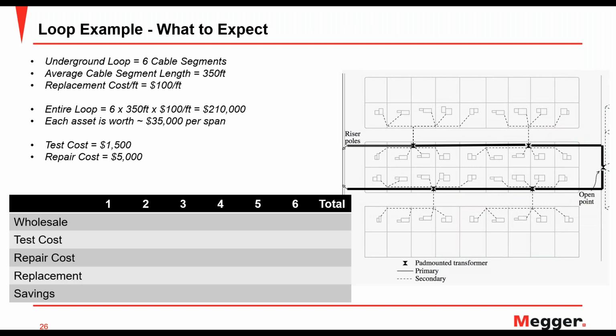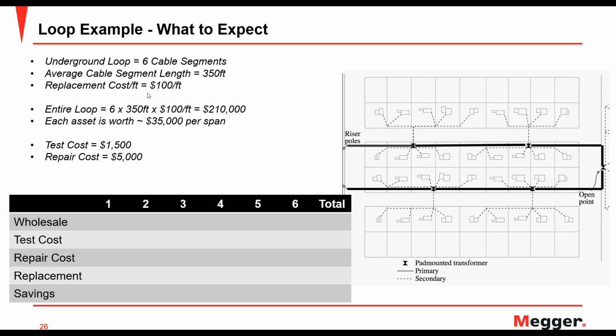If we're the asset manager and we're looking to extend the life of our current system using this proactive approach, only dealing with those cables that have the defects. So again, using the same loop here, we're looking at the 6 cable segments. Just for example's sake, I'm showing that each cable segment is approximately 350 feet long, and the replacement cost is about $100 per foot, which is not out of the realm of possibility, by the way, looking at an all-in cost of $100 per foot to replace cable.